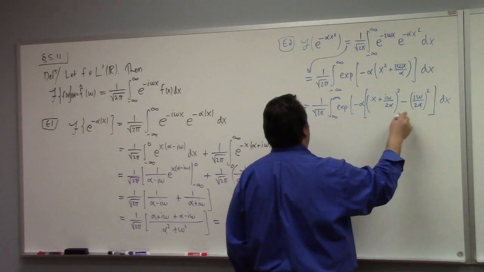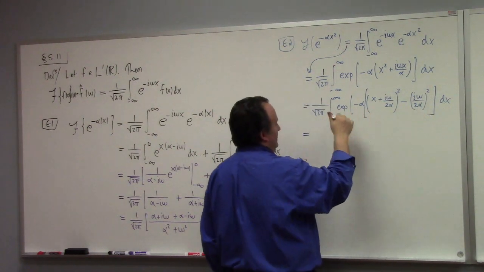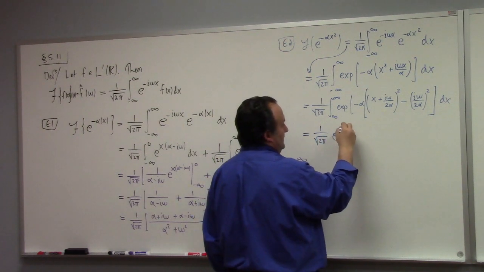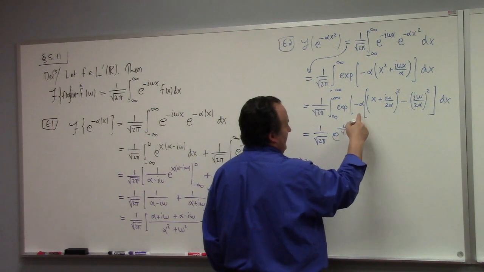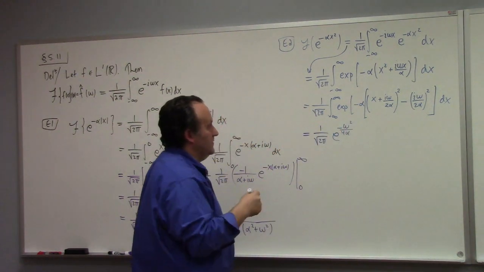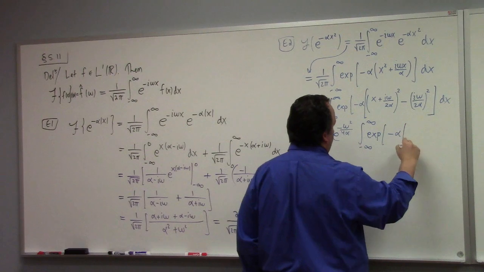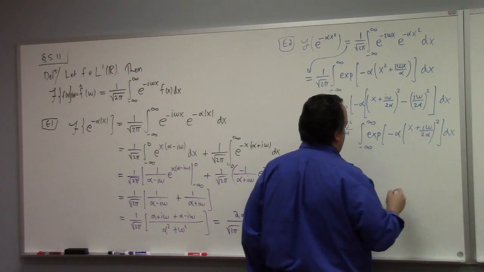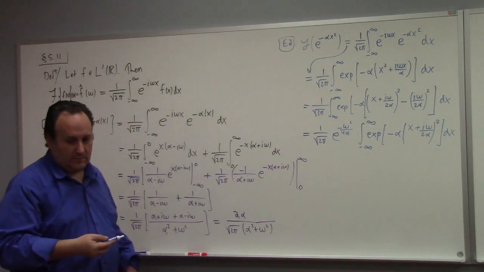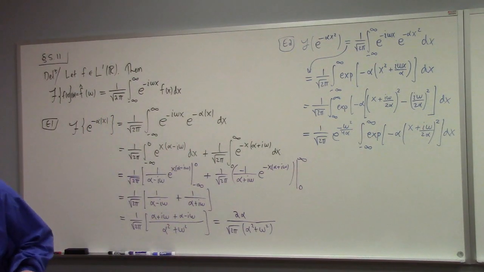But this gives you i squared is minus 1, that minus minus becomes a plus, but then this is a minus, so you get a net of 1 over root 2 pi e to the minus omega squared over 4 alpha, because that alpha and this alpha squared reduce to give me just an alpha. And then you've got the integral from minus infinity to infinity of the exponential of minus alpha times parentheses, x plus i omega over 2 alpha, quantity squared, dx. But that's the Gaussian integral. That you can look up, or you can calculate it if I have another 10 minutes, but anyway, what's that integrate to?